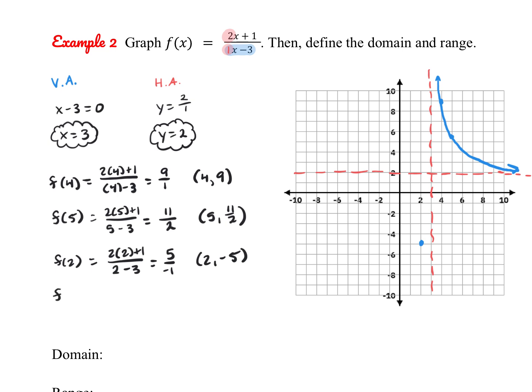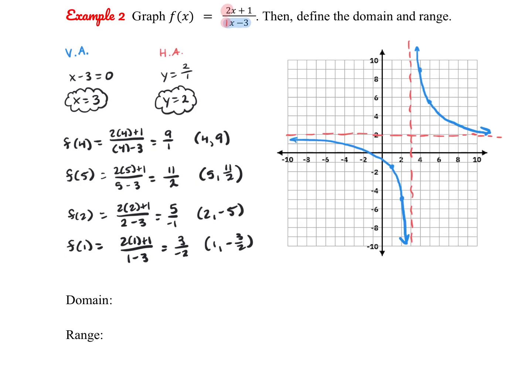And let's do one more. Let's do f of 1. So 2 times 1 plus 1 over 1 minus 3. So that gives us 3 over negative 2. So (1, -3/2). So between negative 1 and negative 2. And then again from here, we know what the general shape will be. So we'll just travel along the asymptotes and we will be good to go.